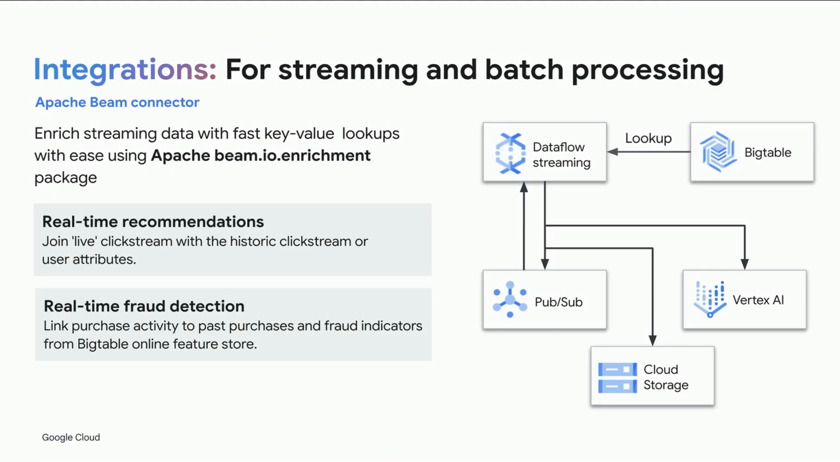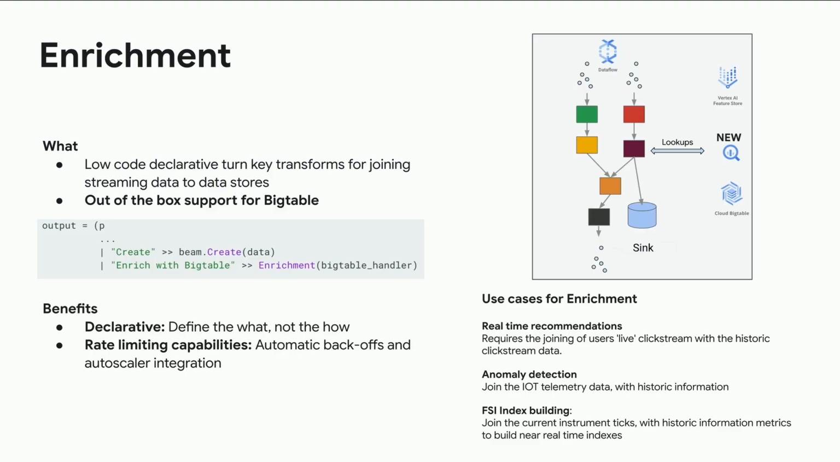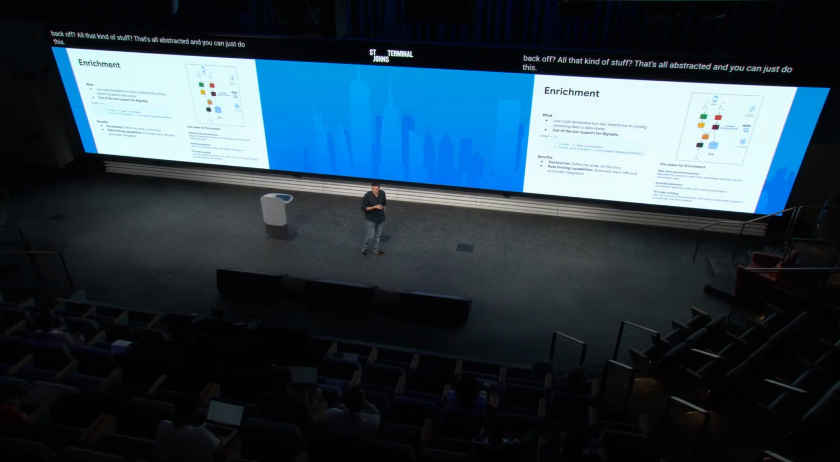There's also an integration for enrichment. So this is very common in these feature store type scenarios where you can think about, you have fraud detection or purchase history. And in real time, you need to go check something from Beam against an entire history or a profile. This is done heavily already, but with this new enrichment capability, it lets you do this with just, actually on the next slide here, a couple lines of code. And so what this lets you do is focus on what do I want to go pull, as opposed to how do I need to go do that, how do I need to do back off, all that kind of stuff. That's all abstracted, and you can just do this directly from Beam.